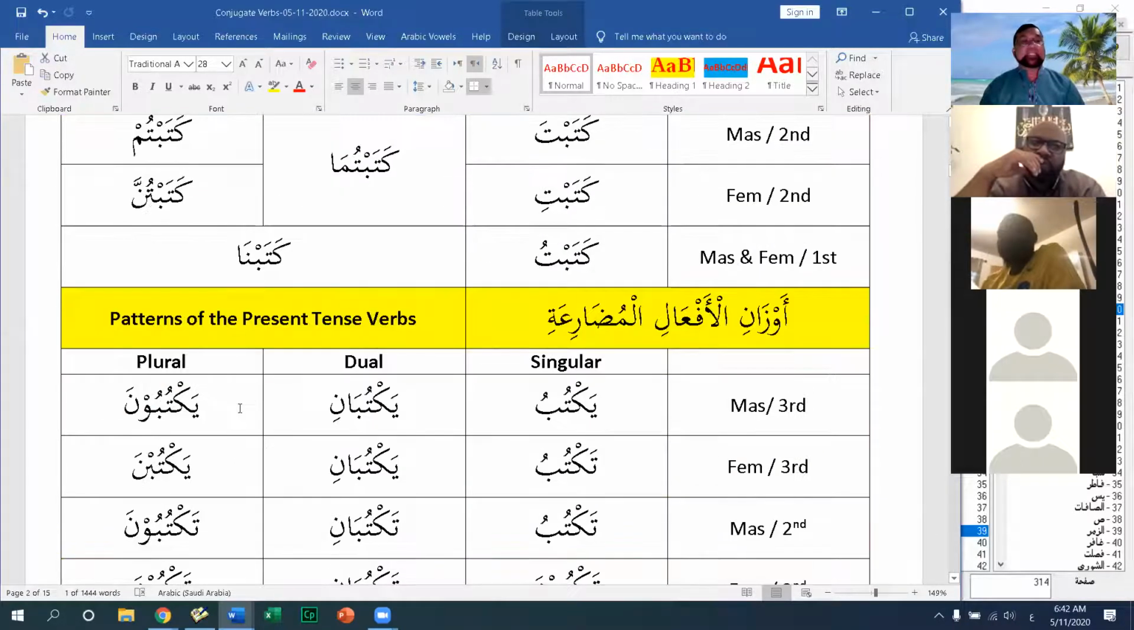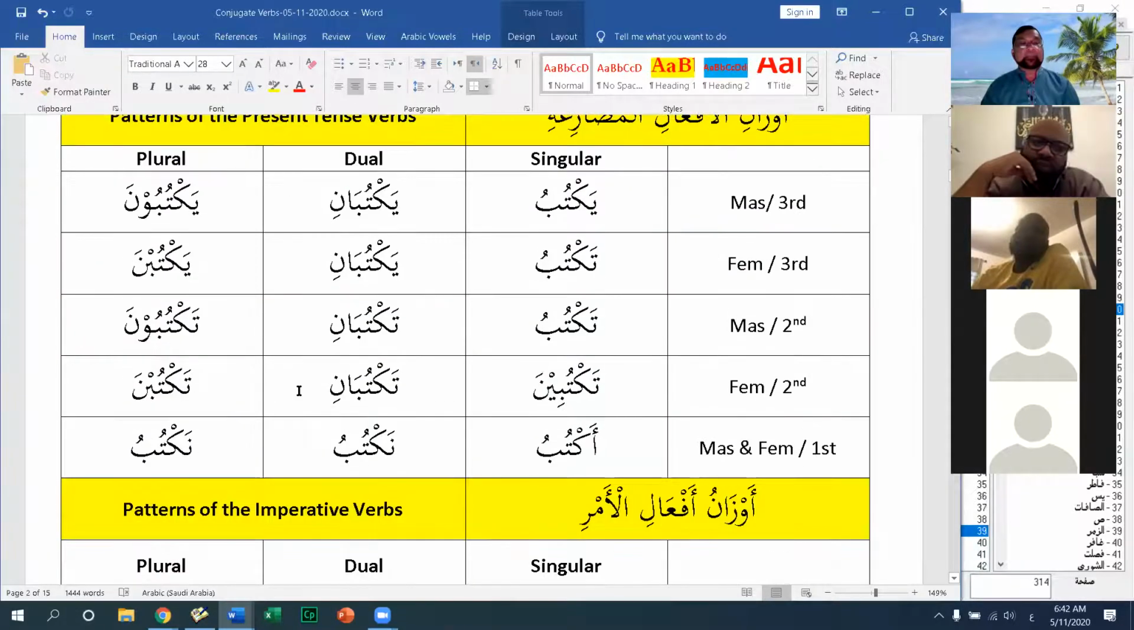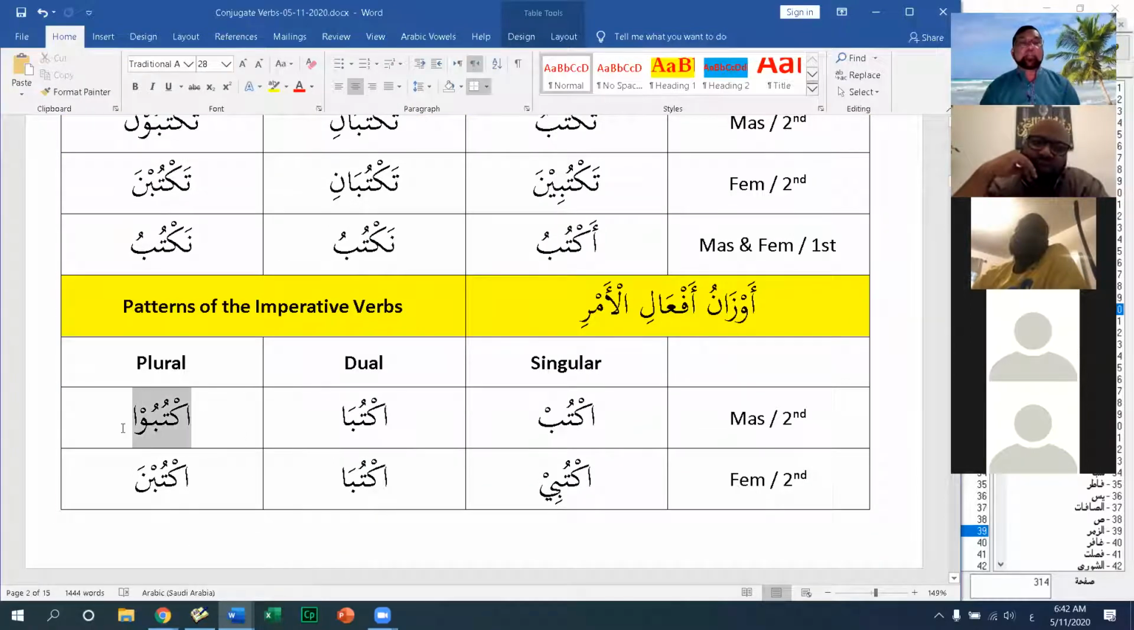And the same for the present tense. If it's a group of males, we say yaktubuna. But if it's a mixed group, we still say yaktubuna. And the same if you are to command a group of men, you say uktubu. If you command a mixed group, you still say uktubu. So that's how the language works.